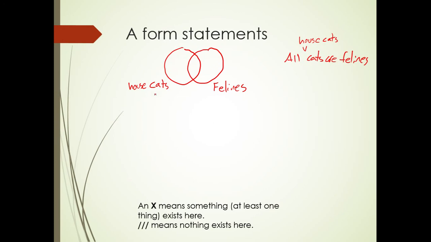Space 1 is a house cat that's not a feline, which violates what this statement says. This statement says all house cats are felines. If you're a house cat, you've got to be a feline. And so we have to make space 1 disappear. And that's what we're doing for the A-form statement, we're just making space 1 disappear. Now, if you're a house cat, you have to be part of your feline group. And that is what this statement says. It says all house cats are felines. So that's how the A-form statement works.